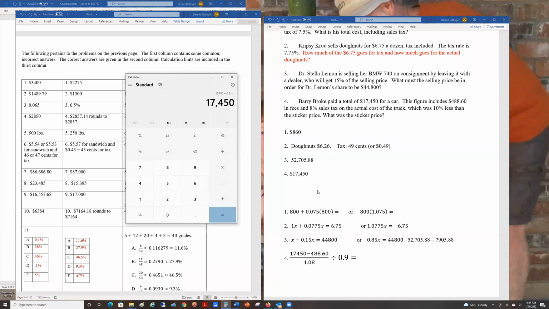A few of you got all 4 of these right. Almost everybody missed at least one of them. And my goal is for all of you to get 100 on the percent test in 9 days. All right.